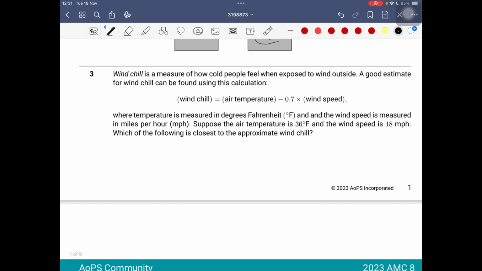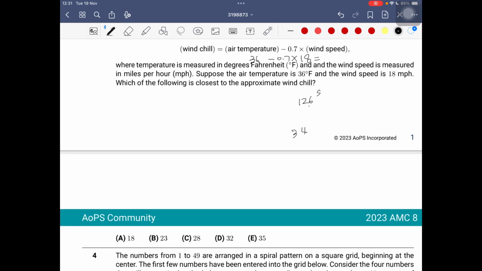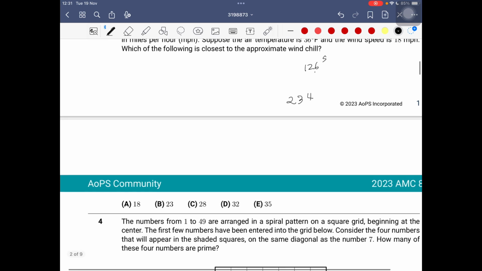Wind chill is a measure of how cold people feel. So 0.7 wind speed. Oh, it's interesting. So now, temperature is measured in Fahrenheit. So air temperature is 36 Fahrenheit minus 0.7 times wind speed 18. So 12.6 for 23.4, so 23.